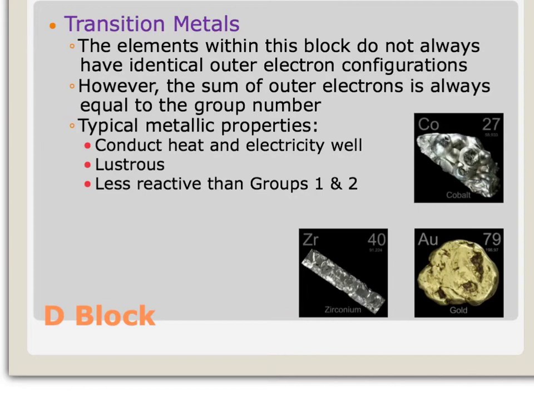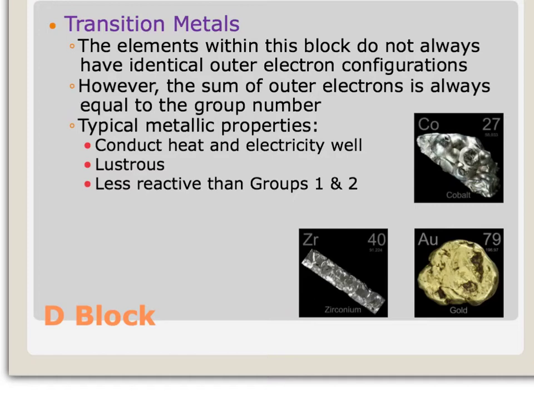Okay, we're going to skip the P block for just a minute and talk about the D block. If we're moving from the left to the right on the periodic table, we're now getting into group 3 and going all the way through that big rectangular block up until group 12. These are called the transition metals.